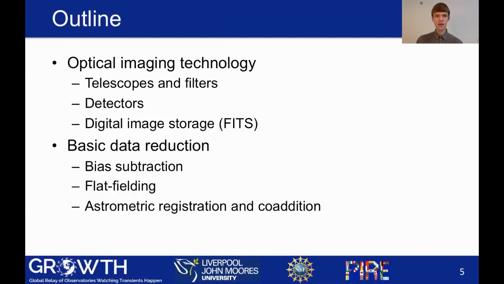This lecture will be broken into two components. For the first part, I will talk about the technologies that we use to collect optical imaging, including basic telescope and optical filters, the detectors that we use, and how the images are stored in software. In the second part of the lecture, I will talk about the processing steps that we use to reduce the raw images to produce science-usable images. In particular, bias subtraction, flat fielding, and astrometric registration and coaddition. There are additional steps that are sometimes necessary that I won't describe in this lecture, but will make available separately online.